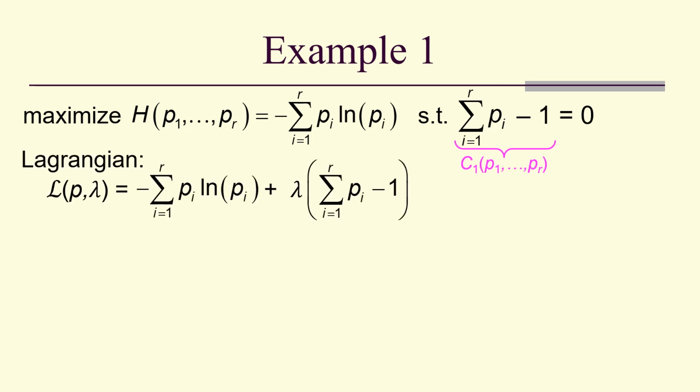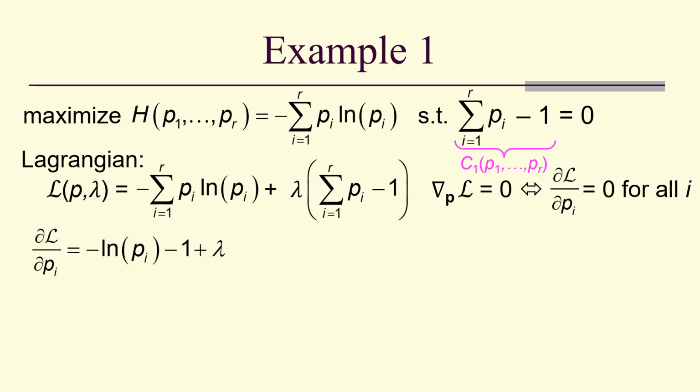Here's our Lagrangian with our Lagrange multiplier lambda times our constraint function. And the gradient of the Lagrangian is 0 if and only if the partial of the Lagrangian with respect to p sub i is equal to 0 for all i. But when we take the derivative with respect to p sub i of the Lagrangian, we get negative log p sub i minus 1 plus lambda. And that's equal to 0 if the natural log of p sub i is equal to negative 1 plus lambda. And this is now our optimal, or our maximum distribution, p sub i.